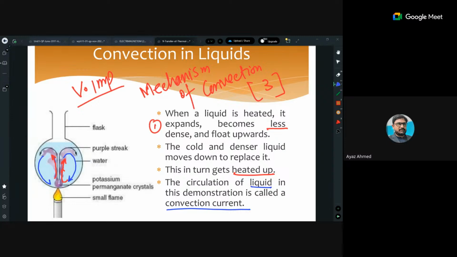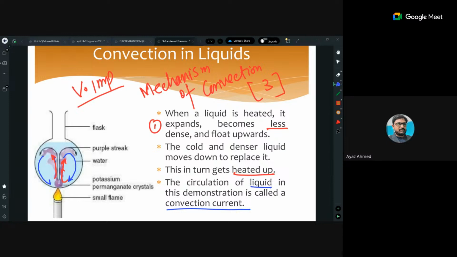If you have any confusion, please ask me. What are the four steps? The first step is, when the liquid molecules are heated, they move apart. Okay? Right?